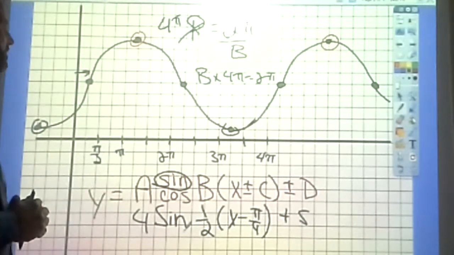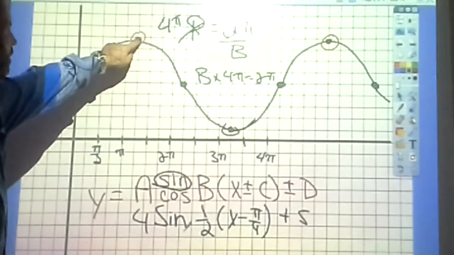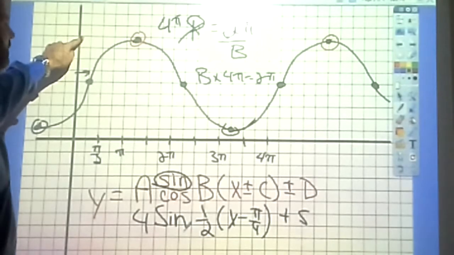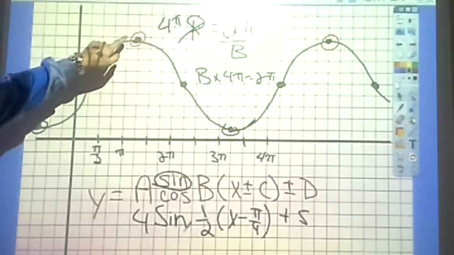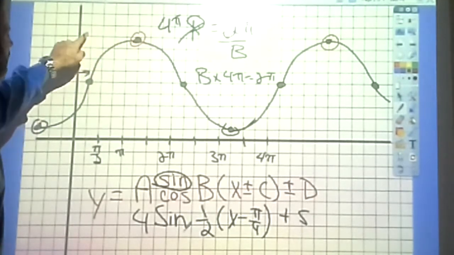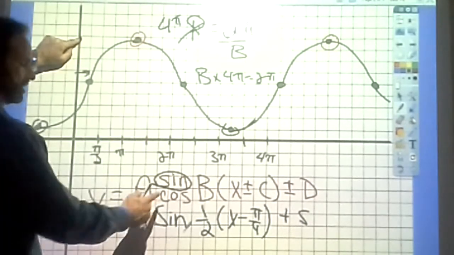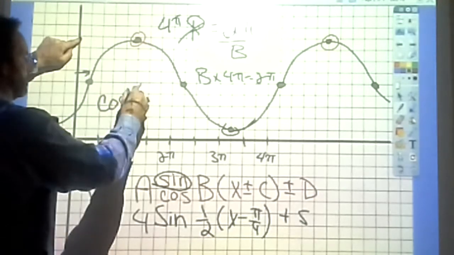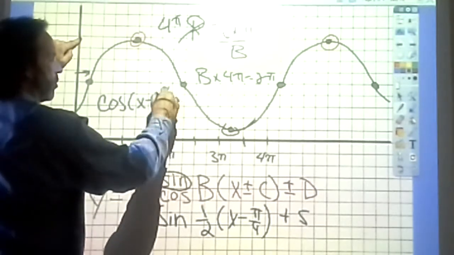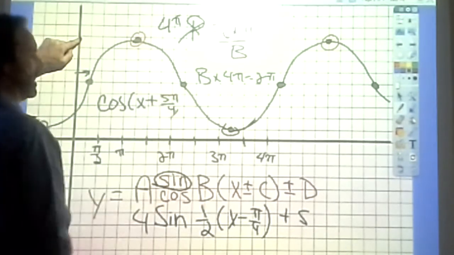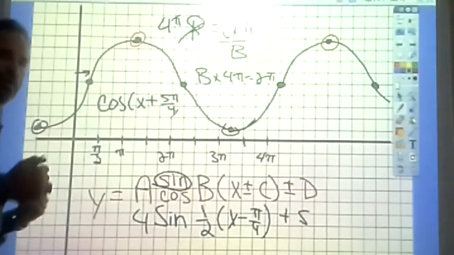If I wanted to make it a cosine, I had to do what? I need to get this max point all the way back here. And that would be a cosine graph where I'm starting off right at the max value right here. So that would be 1, 2, 3, 4 and a quarter. So that's pi and a quarter. I would make it cosine x plus pi and a quarter, which is 5 pi over 4. 5 quarter pies: 1, 2, 3, 4, 5. And that would make my cosine graph.